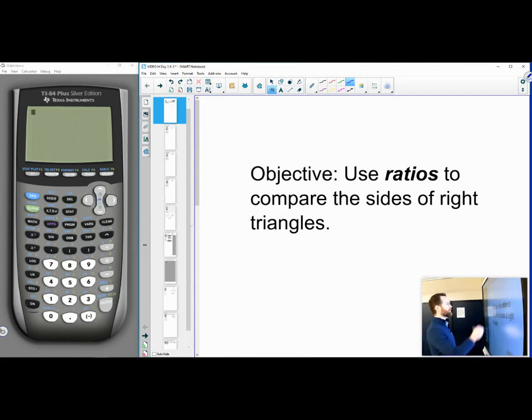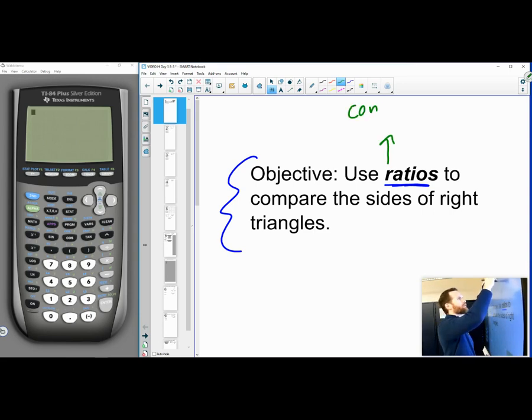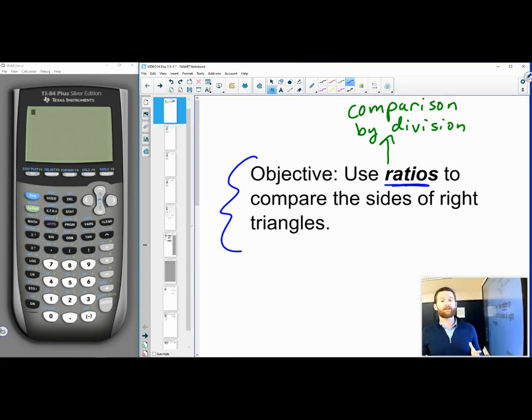And after this video we should be able to use ratios to compare the sides of right triangles. And remember, ratios, whenever you hear that word, you should think all a ratio is a comparison by division. So no matter how complicated a ratio looks or sounds, all it is we're taking two things and we're comparing them. That's it. The more you keep that definition in front of your mind, the easier this whole video is going to be.